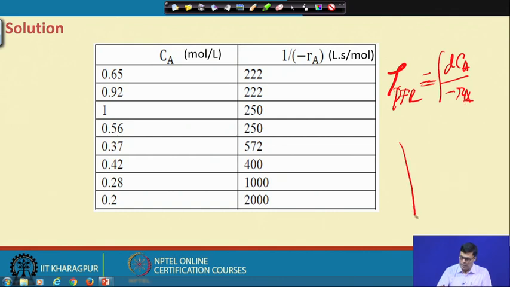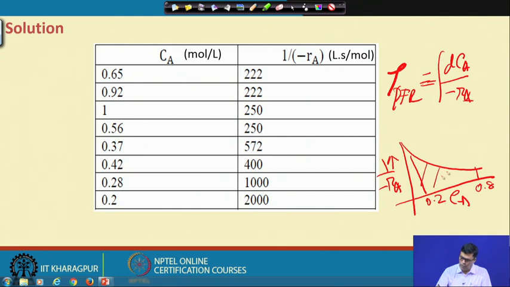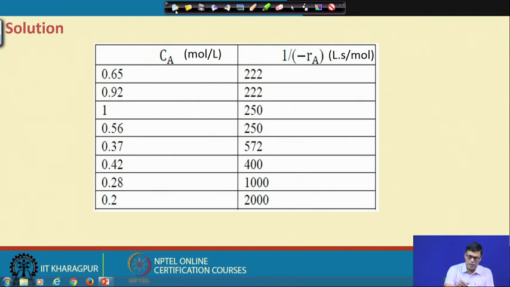So, now here you can again plot minus 1 by RA against CA, and suppose this is 0.8 mole per liter and this should be 0.2 mole per liter. So, you have to find out the area under this curve. So, you can find out the value of tau plug flow reactor. This is how you can calculate.